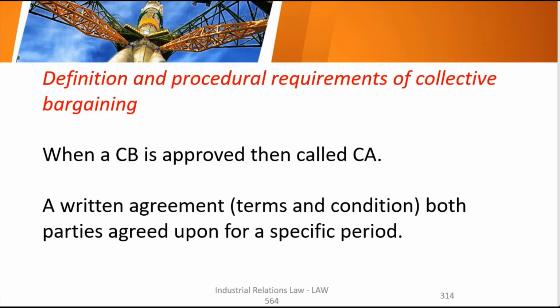Next is the situation if a CB is approved, then obviously it is called an agreement. We call it a collective agreement. It is a written agreement where you put in all the terms and conditions of both parties, where they agreed upon the things that they have discussed, and it is up for a specific period.